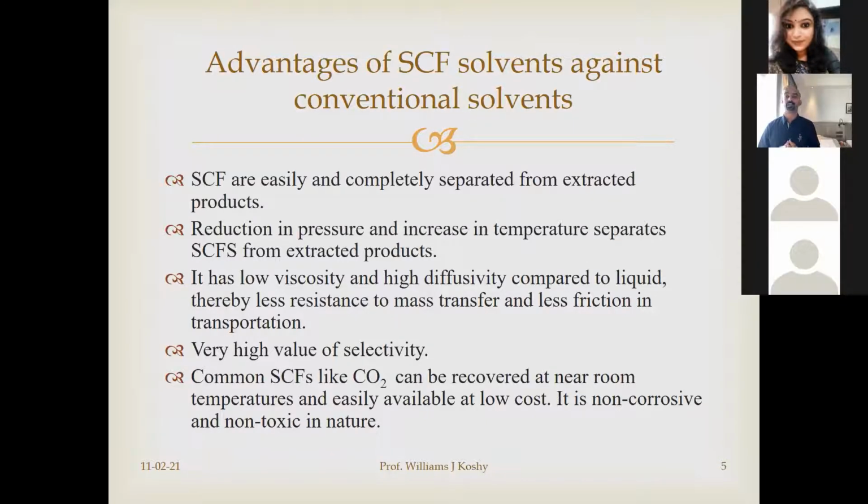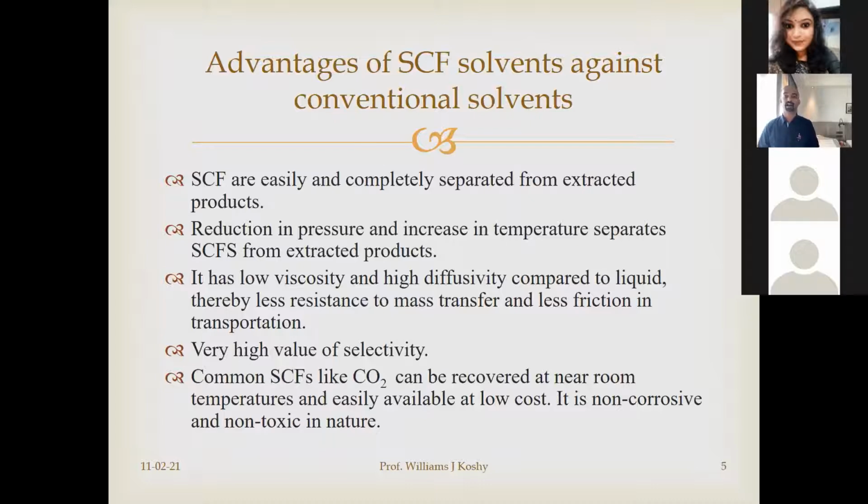Okay, from your extracted product, the solvent will easily get separated. It's very important to understand because in normal extraction, as you all know, to recover the solvent from the solute you need to use distillation. As I said, distillation requires a high amount of energy, heat has to be given, heat has to be removed, tall distillation towers are required. It's a totally different unit operation.